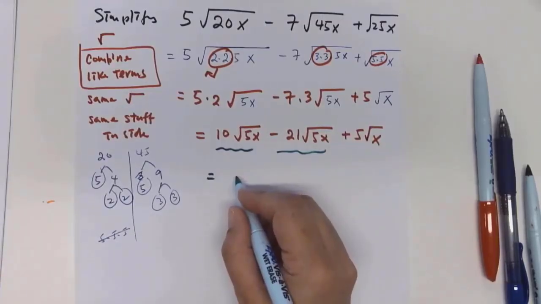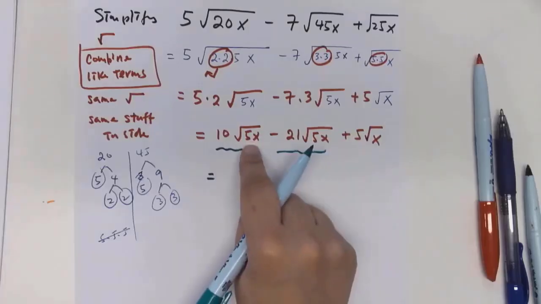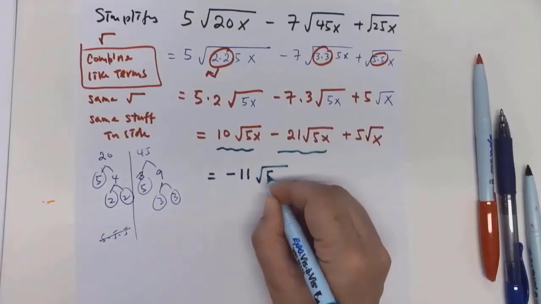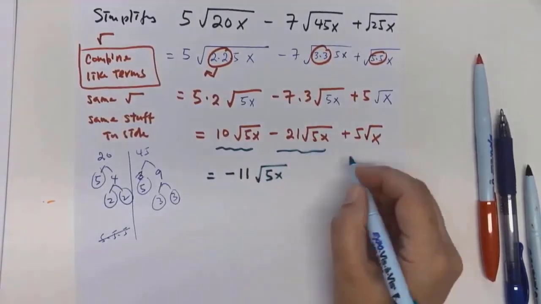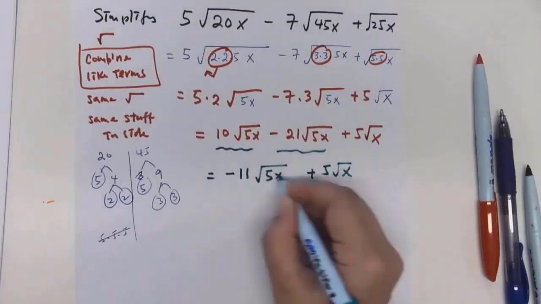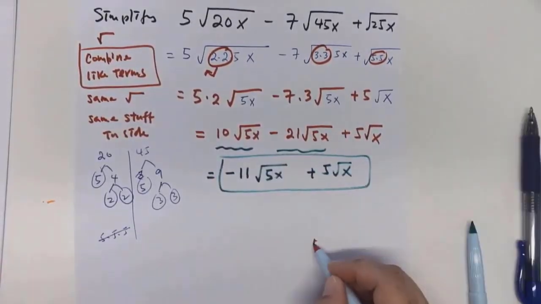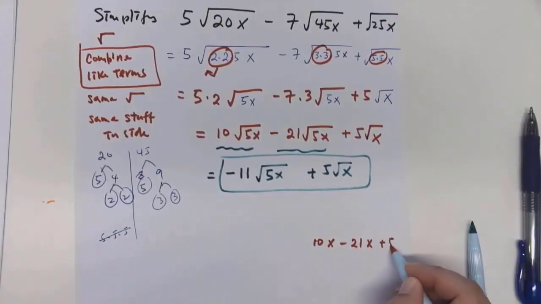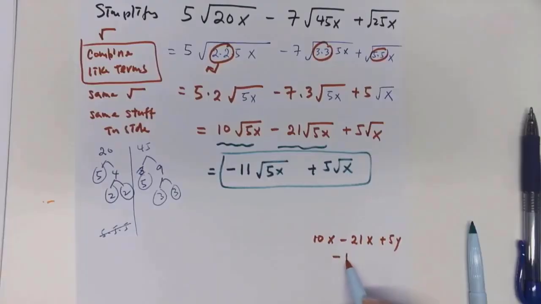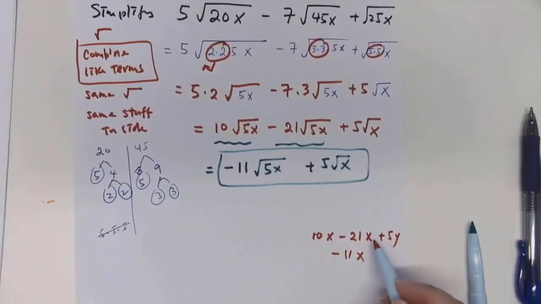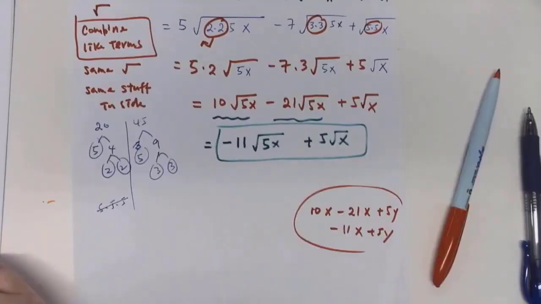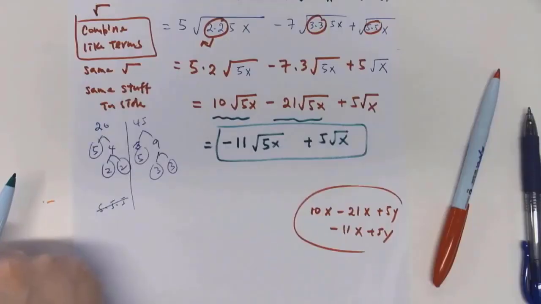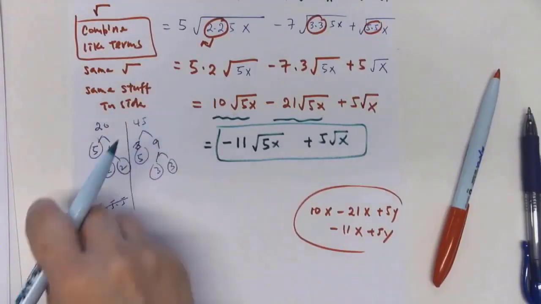This is like 10 apples subtract 21 apples. Negative 11 square root of 5x. So this is like apple or x or something. You don't change them. Plus 5 square root of x. You're treating them like 10x minus 21x plus 5y or something. So this would be negative 11x. You don't change that part at all. That is your answer for that. So simplify each root. If they have like terms, meaning the same kind of roots and same stuff inside, you can combine like terms.